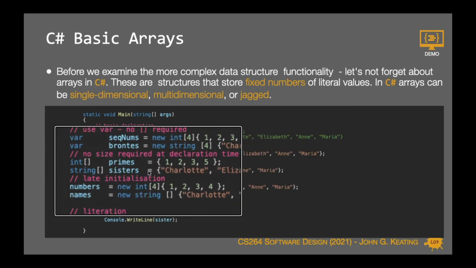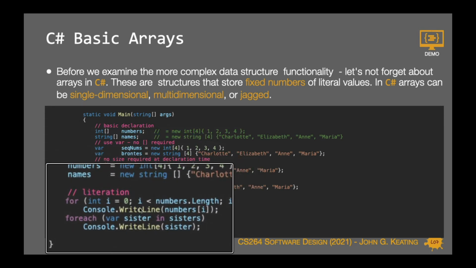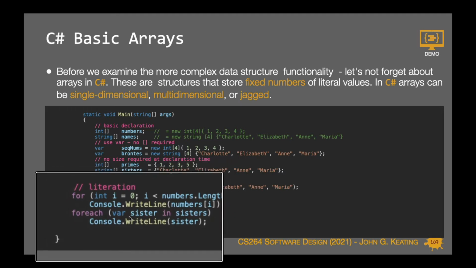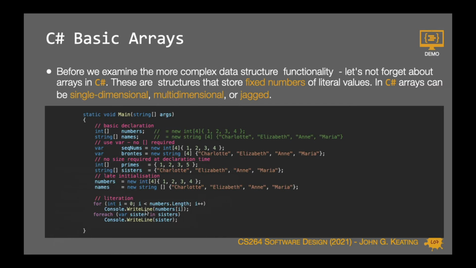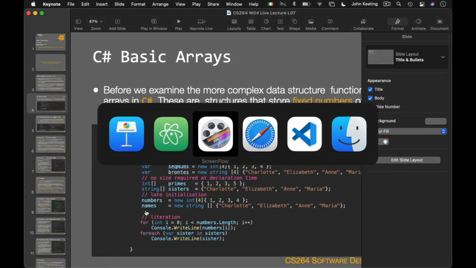Here's some primes. Again, here's some strings again, and you know we can have this late initialization if we wish as well. So there's all sorts of ways in which to do this, and then we can actually iterate over a fixed number. We know the fixed number, or we can just look at each element in the array. So you're essentially treating the array like a list and working from there.